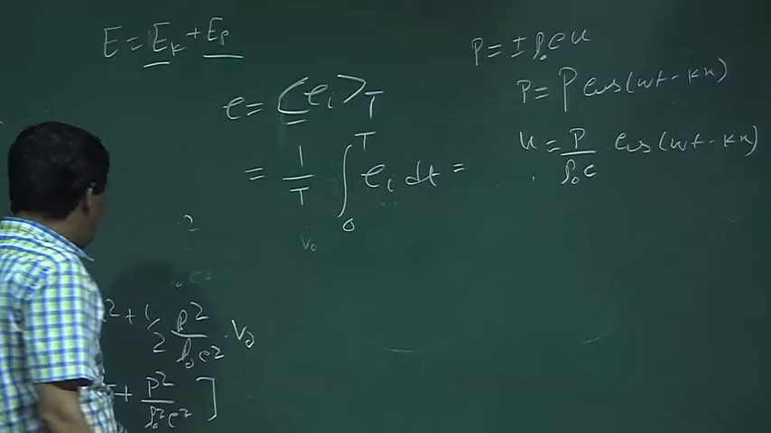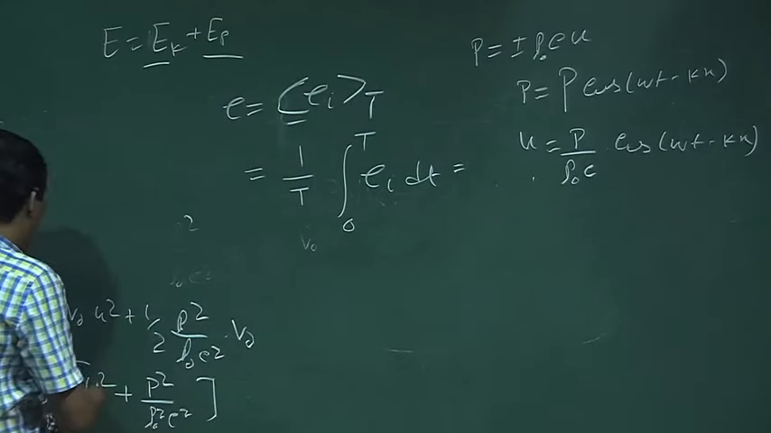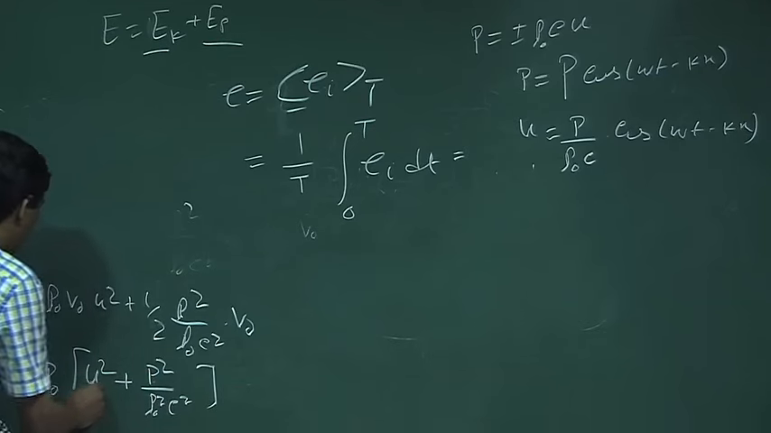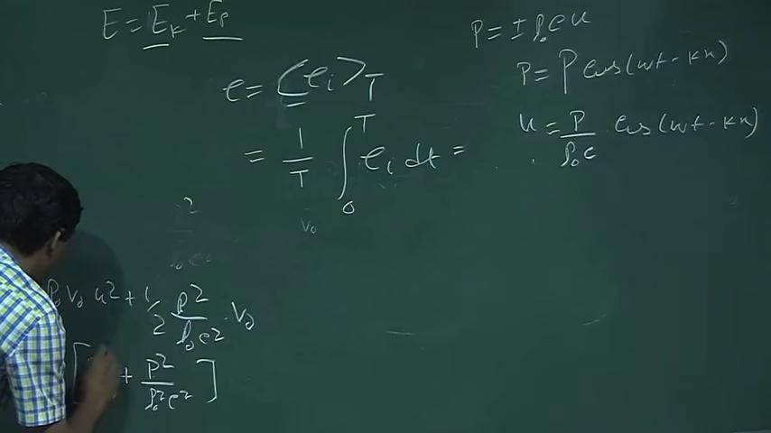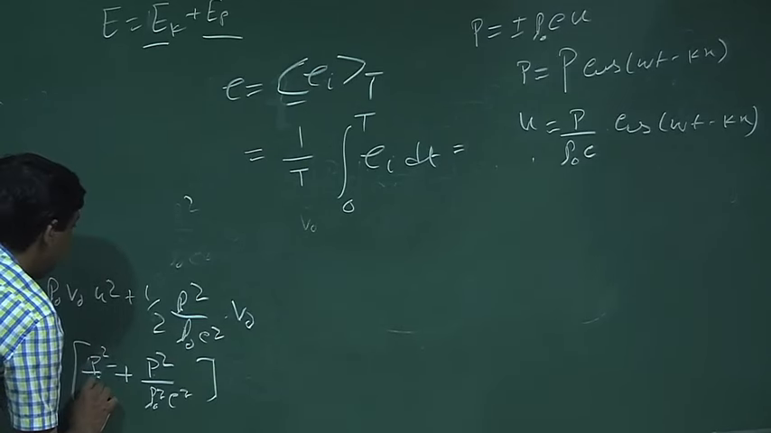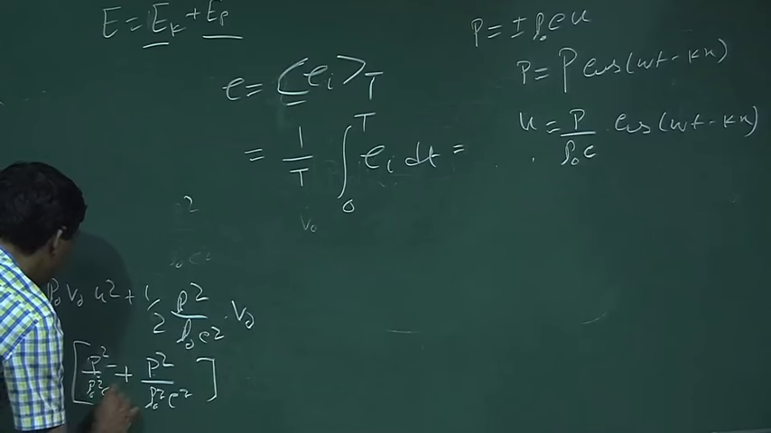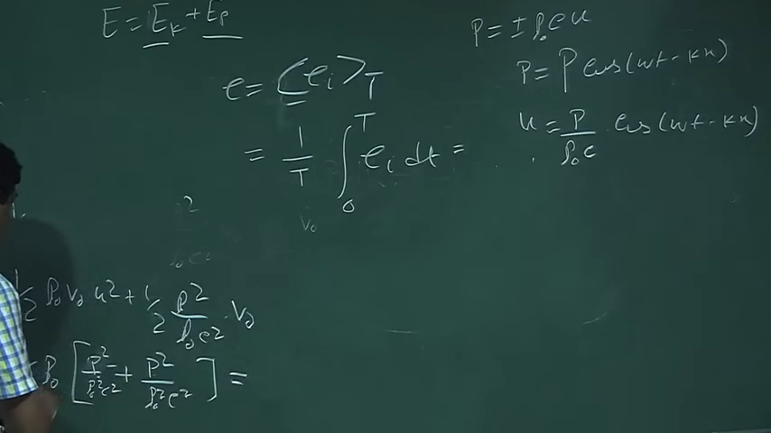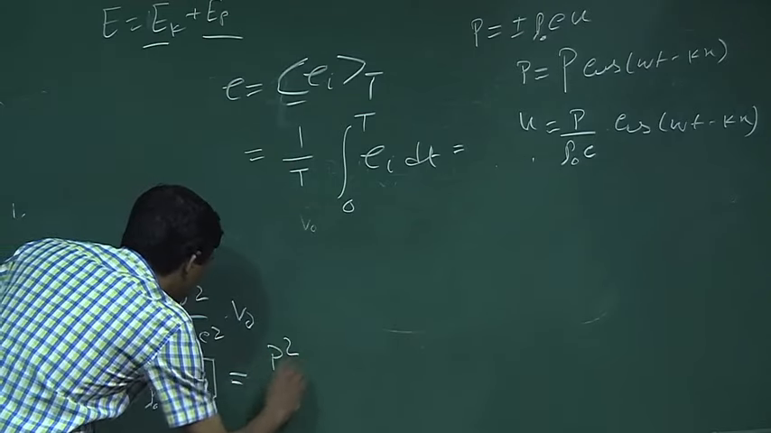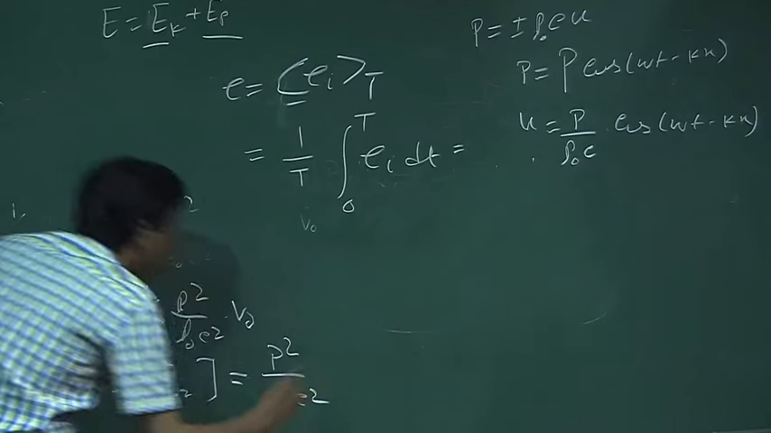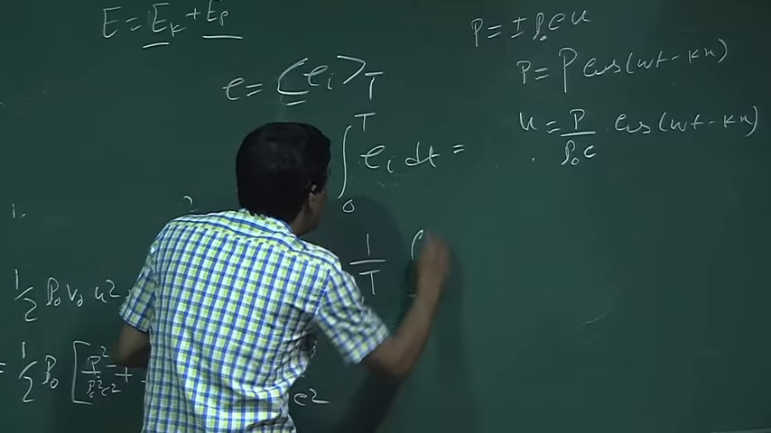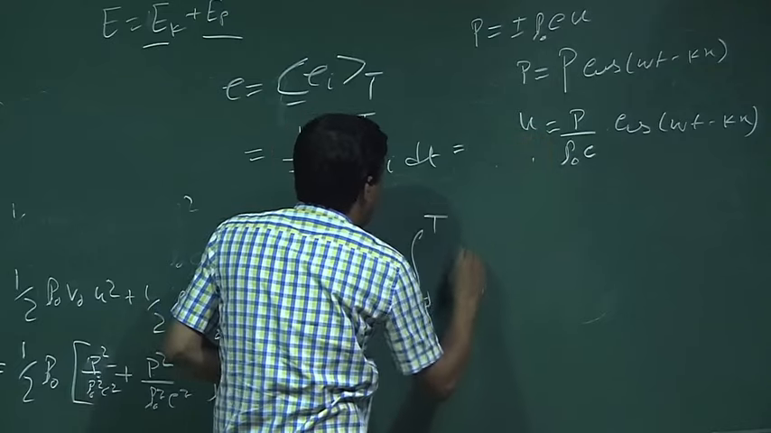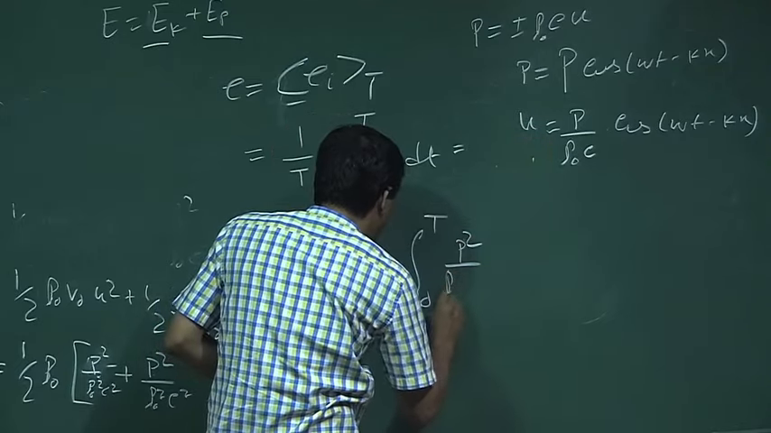Okay. Now, if I put the two values in here, I can convert either in terms of p or in terms of u. So, let us consider in terms of p. u square is nothing but p square by rho square c square. If I put that value, it is nothing but p square plus k, this 2 will be cancelled. So, it is nothing but p square by rho 0 c square. So, I put the value in here: the 1 by T, 0 to T, p square, where p square means p square by rho 0 c square.